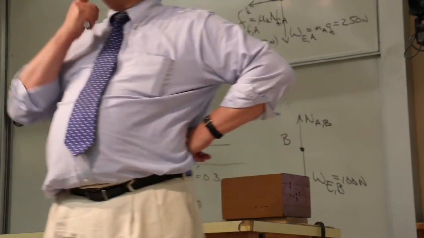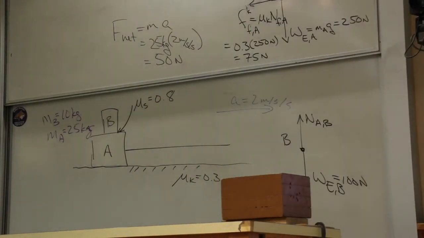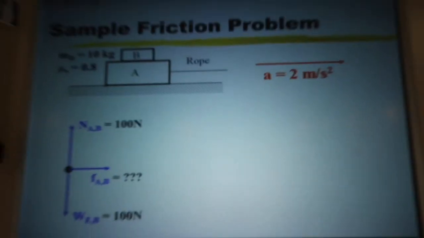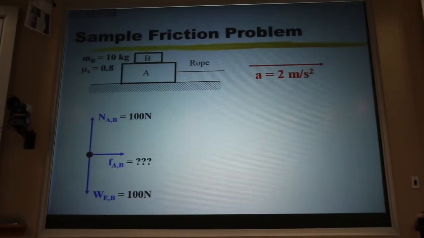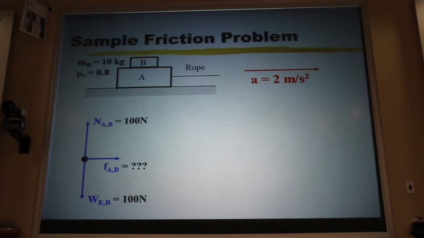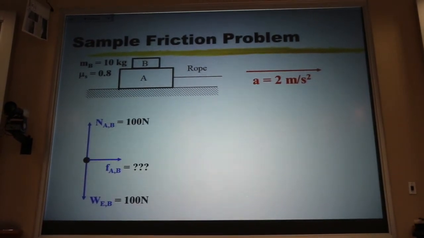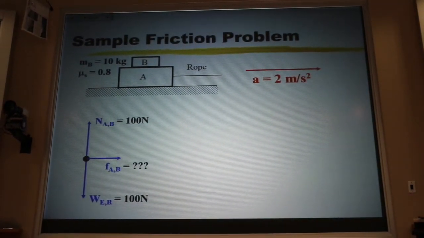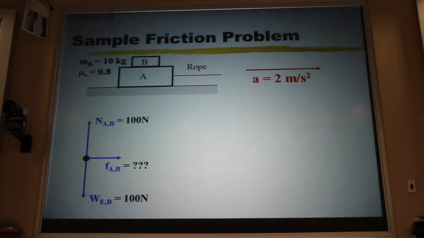Okay, folks, it has to point to the right. Now, here's why. When this was an exam question, we had a lot of people who said, there will be no friction force because it's not moving relative to block A. It never moves relative to block A. It has zero acceleration relative to block A. Here's my answer to that.